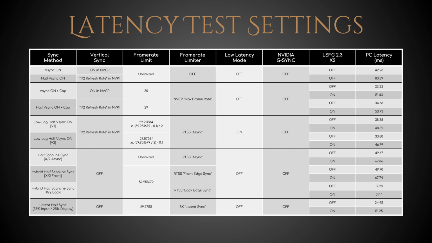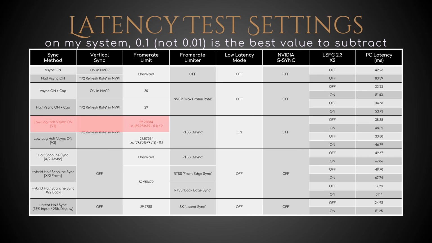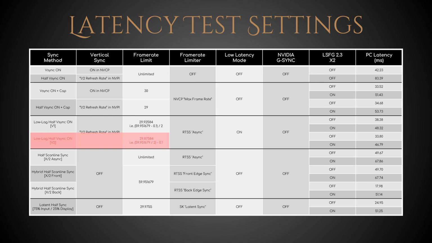It's quite simple. While with V1 I first subtracted 0.1 from my real refresh rate and then halved the result, with V2 I first halved and then subtracted. A small difference in terms of frame rate limit, but producing a relatively big difference in terms of latency, especially without LSFG by 2. If you wanted my personal recommendation, this would be it.